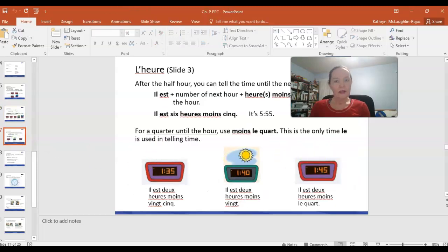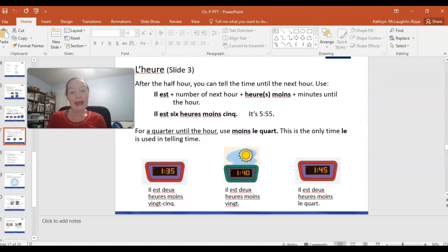All right, so another aspect of time that we need to look at is times that come after the half hour. So we've looked at times that come before the half hour, like 1h05, 1:05. We've looked at a quarter past the hour, like 3h15, 3:15. We've looked at times 30 minutes past the hour, like 5h30. Now we're going to look at times that come after the half hour.